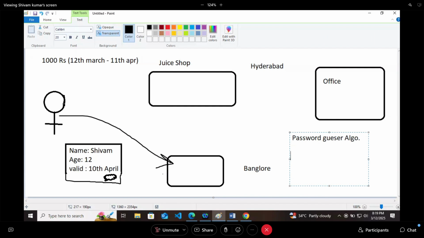You give any ID to this algorithm. It has around 1 billion passwords stored, 100 crore passwords. What will it do? Within 10 seconds, it will test all those passwords, and there is a 99% chance that you will get that password.